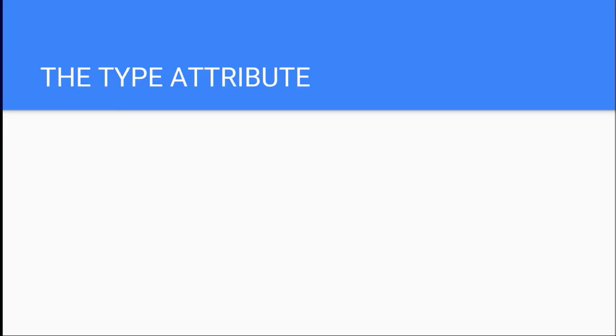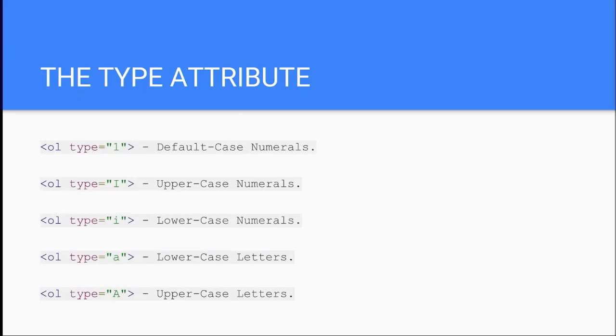Our next topic is the type attribute in ordered list. So we have many types in ordered list. If you mention the type in the opening tag, OL type 1, the default case, you will get the numeric numbers in the list, like 1, 2, 3, 4, 5, and so on.